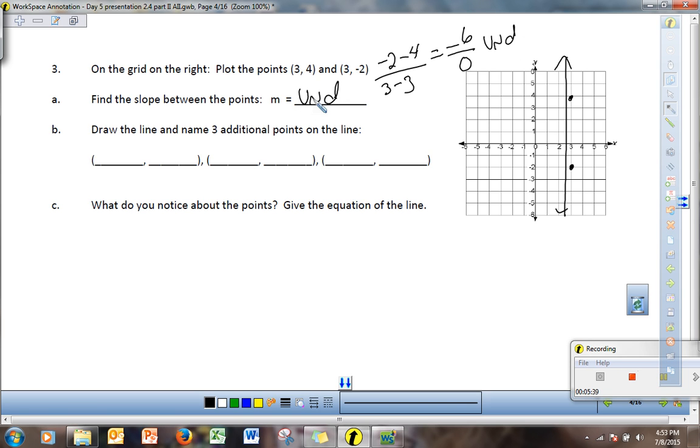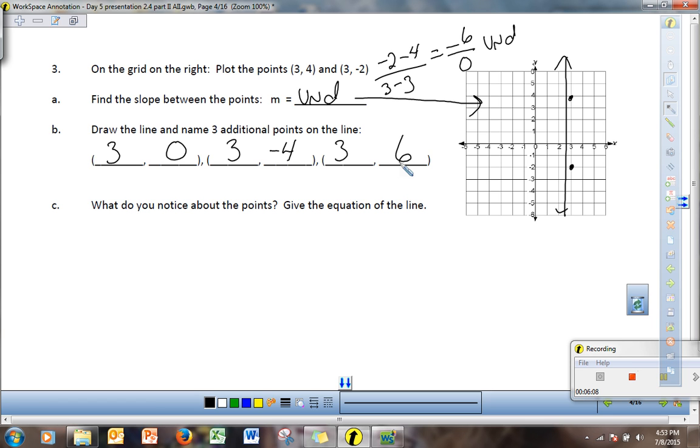So, one thing to point out, if we have an undefined slope, look what kind of line it is. It's a vertical line. I'm going to play that same game. Draw the line and name 3 additional points. I might name the point over 3, up none. So 3, 0. I could go 3, negative 4. And I could go 3, 6.